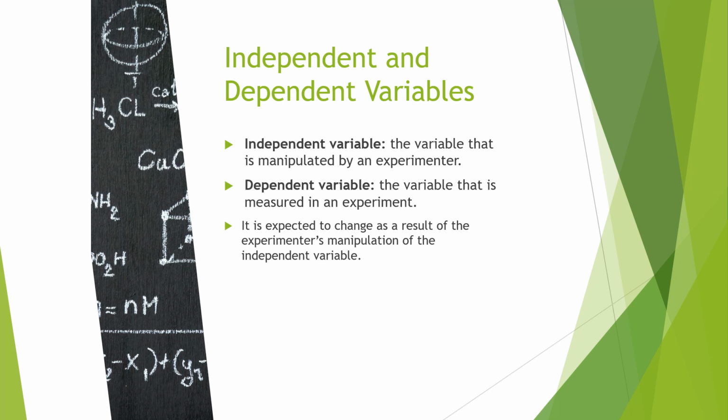So I am manipulating how much sleep the individuals get. The amount of sleep is the independent variable. I'm looking at the grades they get on the test. So that would be my dependent variable. It would be the outcome of that manipulation.